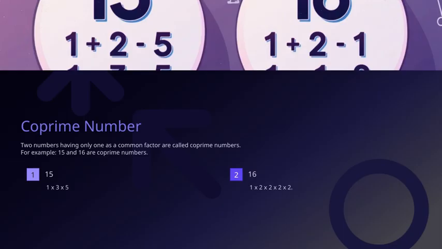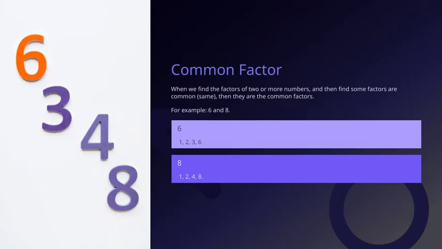Recognizing coprime numbers is important because it helps us understand the relationships between numbers, especially in topics like fractions, ratios, and number theory. It ties back to our overall theme of understanding how numbers work together and differ from each other. All right, let's talk about common factors. When we find the factors of 2 or more numbers, we're essentially looking at all the numbers that can divide those numbers evenly without leaving a remainder.